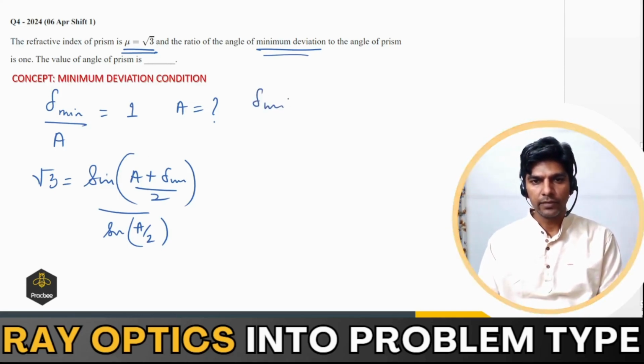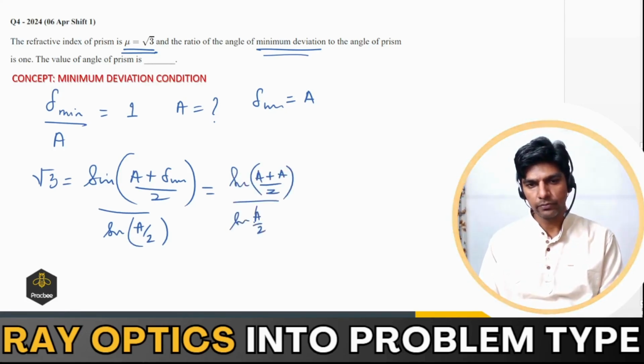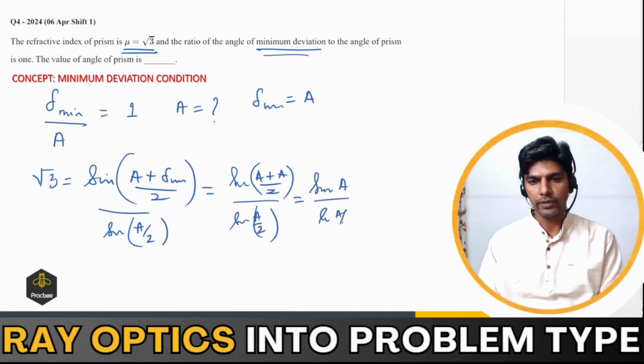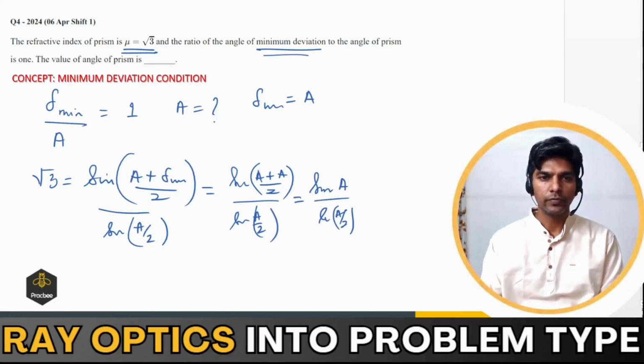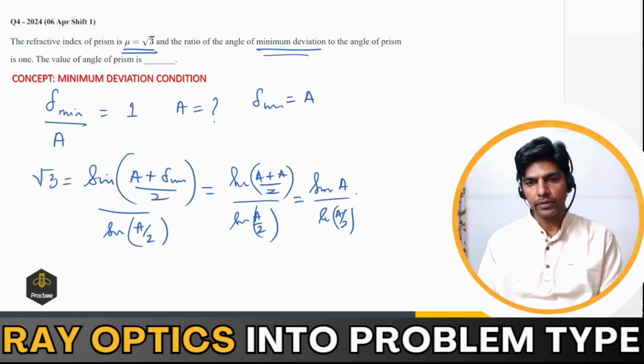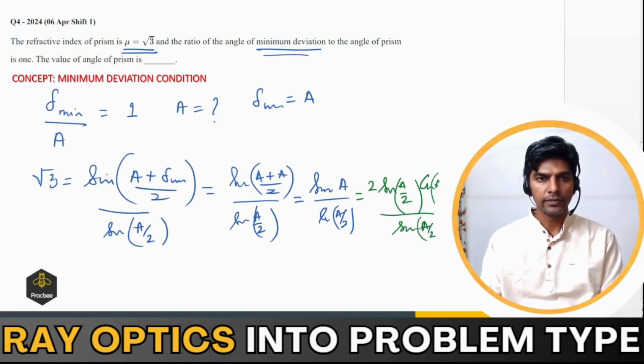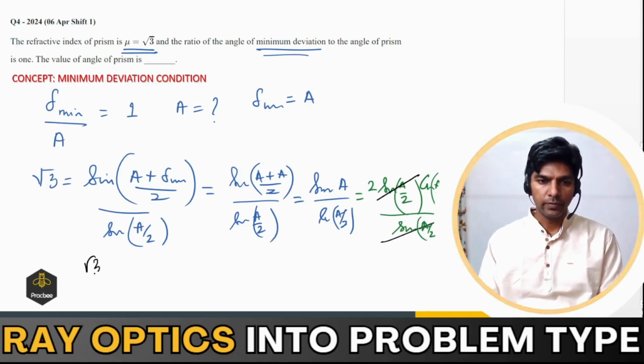So we can write del min as A. So this can be written as sine of (A plus A by 2) divided by sine A by 2. So this will be sine A upon sine A by 2. Okay, right? So now what we can write? Sine A can be written as 2 sine A by 2 times cos A by 2 divided by sine A by 2. So let us eliminate sine A by 2, right? So root 3 by 2 comes out to be cos A by 2.